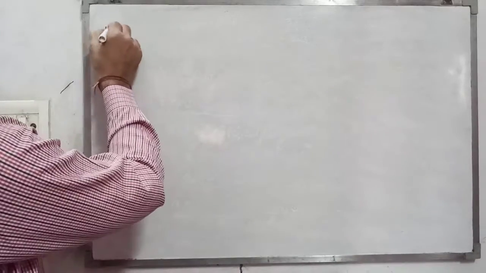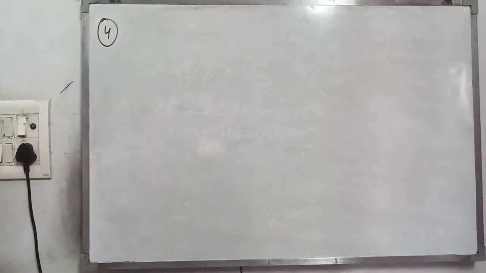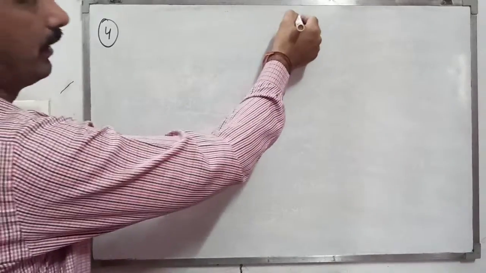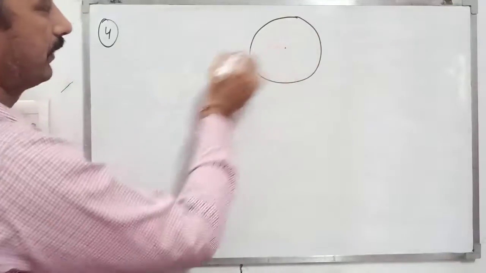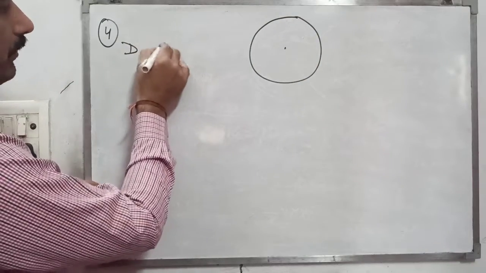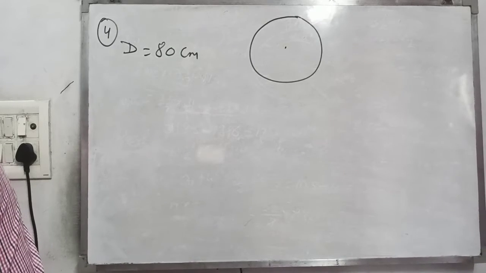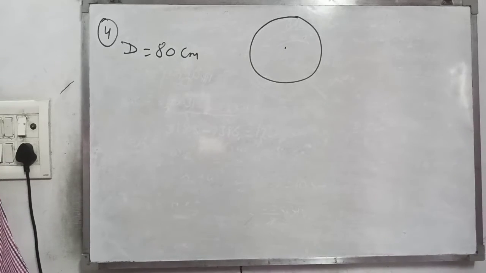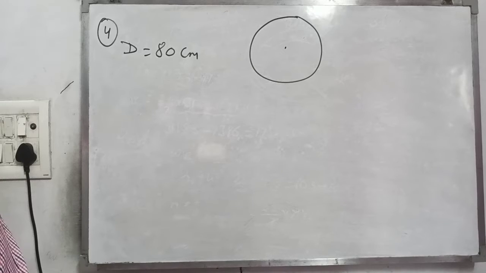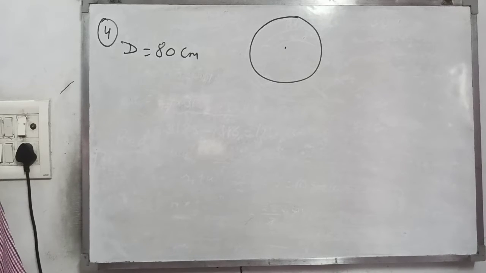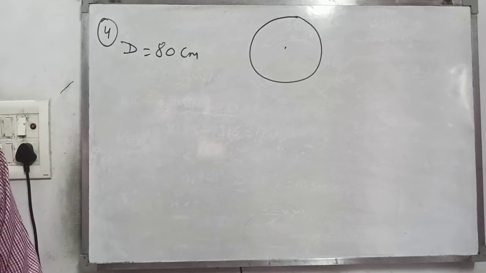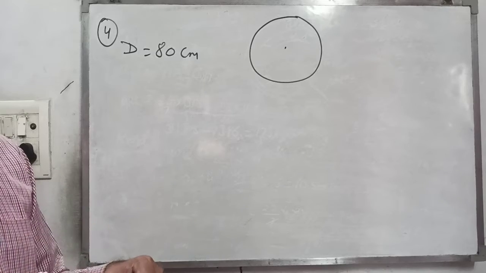It's question number 4. There is a wheel of a car, and the diameter is given: 80 centimeters. How many complete revolutions does each wheel make in 10 minutes when the car is traveling with a speed of 66 km per hour? So the car is moving with a speed of 66 km per hour.